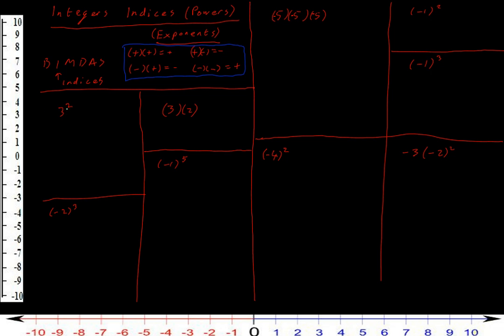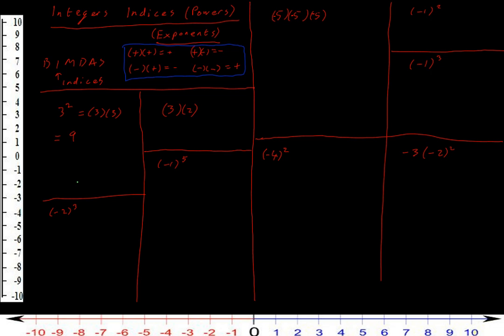I have 3 to the power of, to the indice, 2. What does that mean? It means I multiply 3 by itself twice. 1, 2. And now I know how to do that problem. That's 3 multiplied by 3, which is equal to 9. So that's fairly straightforward. We're already familiar with that.